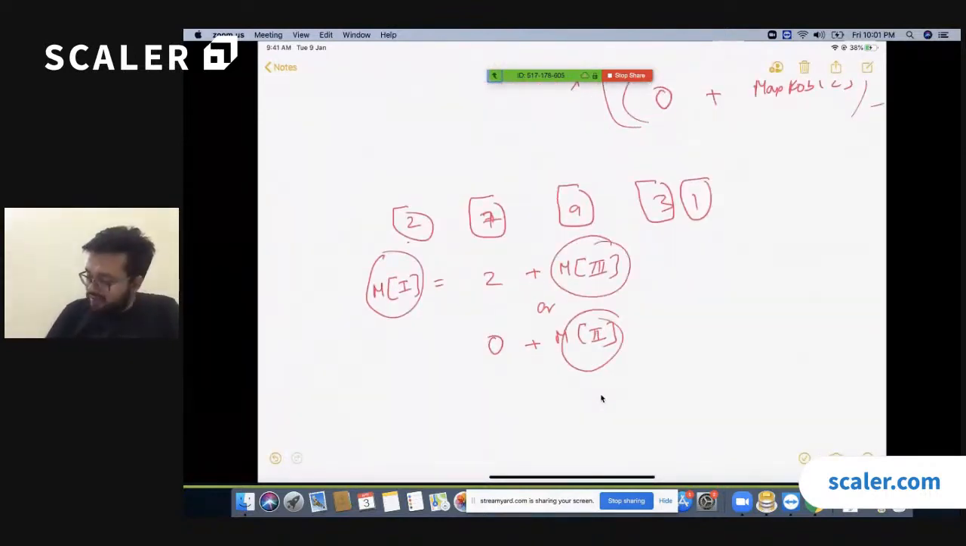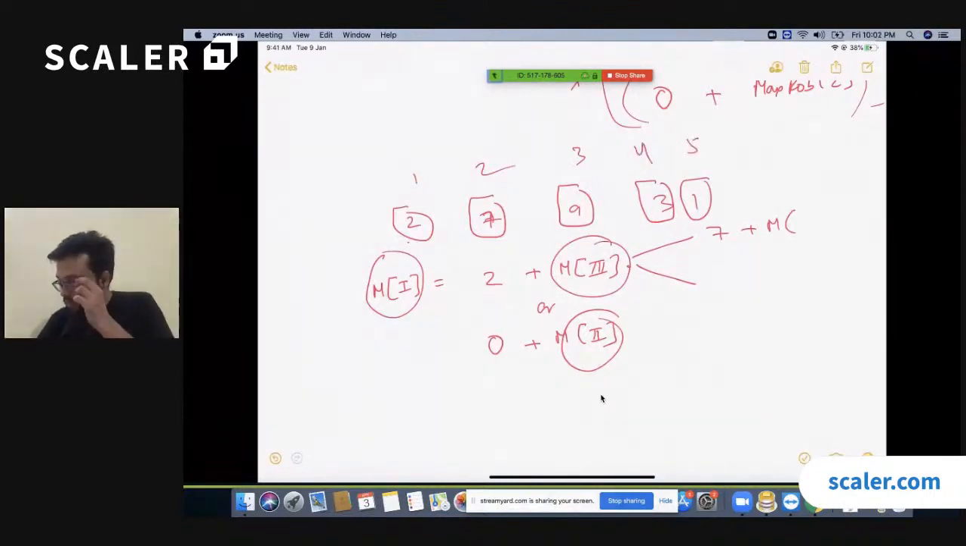I can now solve this smaller problem M3 in the same way again. I can say either I can rob the third house or not rob it. If I rob the third house, I will get 9 coins, and my problem reduces to checking if I can rob the fifth house. So I will say 9 plus M5. Or I can say that I will not rob the third house and my problem reduces to finding the best for M4.